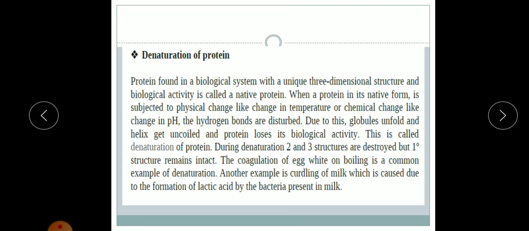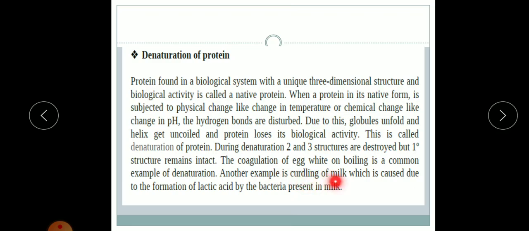Due to this, globules unfold and helices get uncoiled and the protein loses its biological activity. This is called denaturation of protein. During denaturation, secondary and tertiary structures are destroyed but primary structures remain intact. An example of denaturation of protein is the coagulation of egg whites on boiling. Say, for example, when you boil an egg, the liquid portion will get coagulated. That is a common example of denaturation of protein.